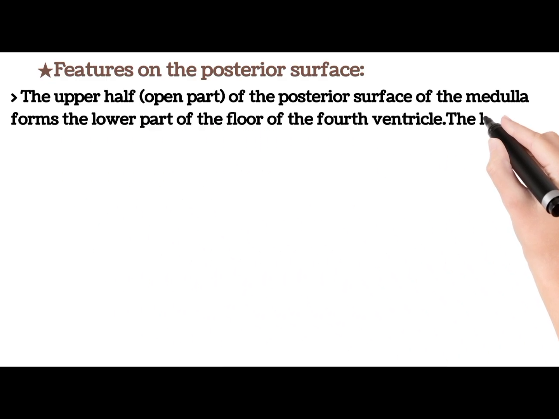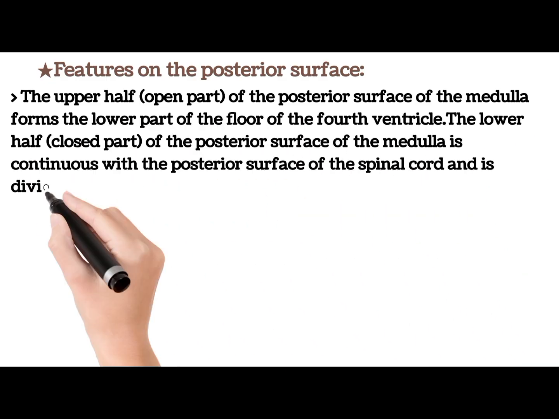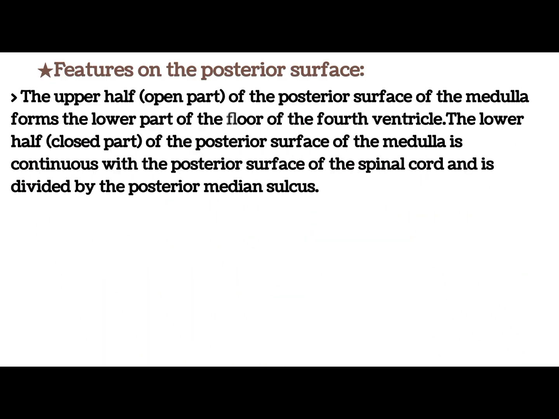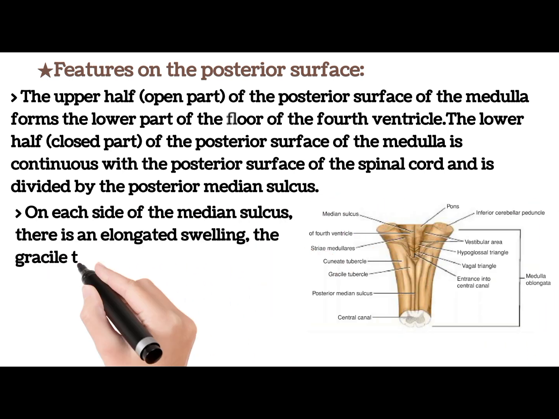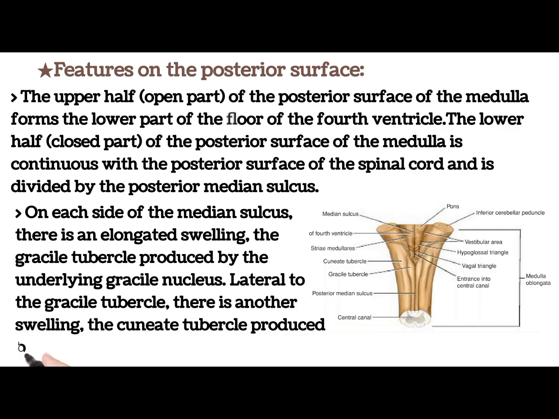Features on the posterior surface. The upper half of the posterior surface of the medulla forms the lower part of the floor of the fourth ventricle, and the lower half of the posterior surface of the medulla is continuous with the posterior surface of the spinal cord and is divided by the posterior median sulcus. On each side of the median sulcus, there is an elongated swelling, the gracile tubercle, produced by the underlying gracile nucleus. Lateral to the gracile tubercle, there is another swelling, the cuneate tubercle, produced by the underlying cuneate nucleus.